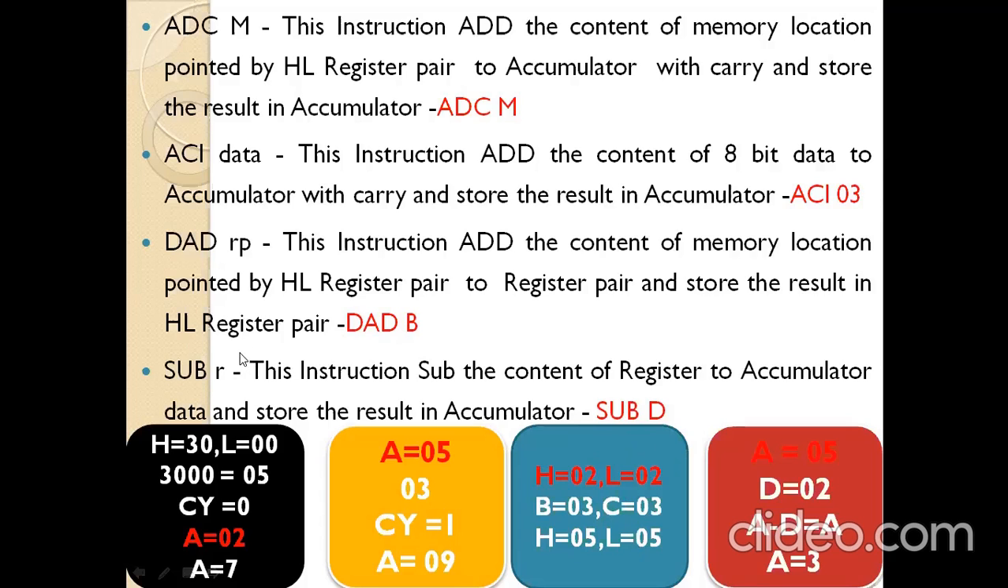Subtraction. Next one is subtraction. SUB D. SUB D means the A register value and the D register value both will be subtracted, and the result will be stored in the A register. A value is 5, D value is 02. A minus D, and the result will be stored in A. So the A value is 3.